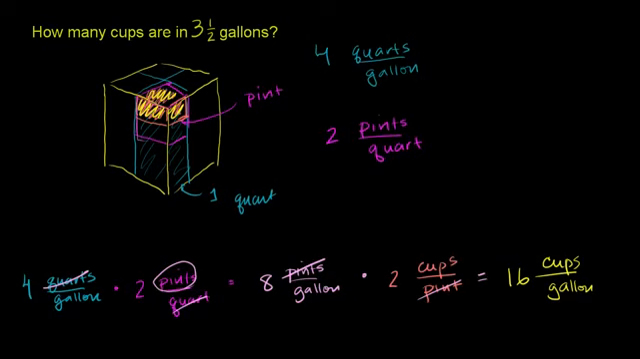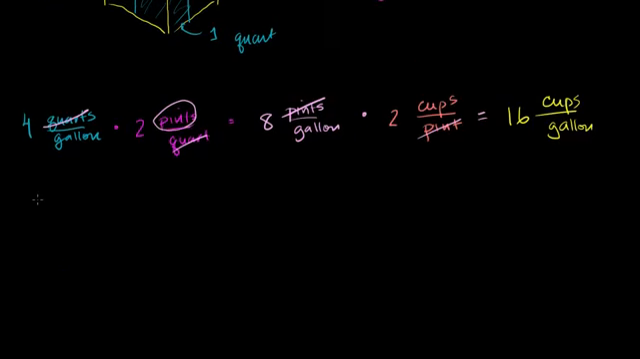We want to figure out how many cups there are in 3½ gallons. So let's write it over here. We're concerned with 3½ gallons. I don't like working with mixed numbers; I like to turn them into improper fractions. 3½ is the same thing as 2 times 3 is 6, plus 1 is 7. This is the same thing as 7 over 2. If you divided 7 by 2, you would get 3 with a remainder of 1, or 3½. So this is the exact same thing. We want to know how many cups are in 7/2 gallons.